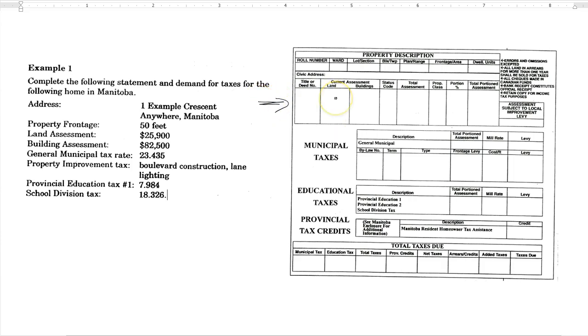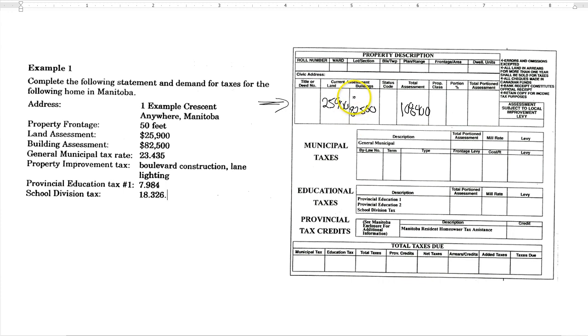We're going to go with the land. What's the value of the land? It's $25,900. And my buildings is $82,500. So put those in there. Our status code, we don't worry about that. But our total assessment, we're going to add these two together, and we're going to get $108,400.